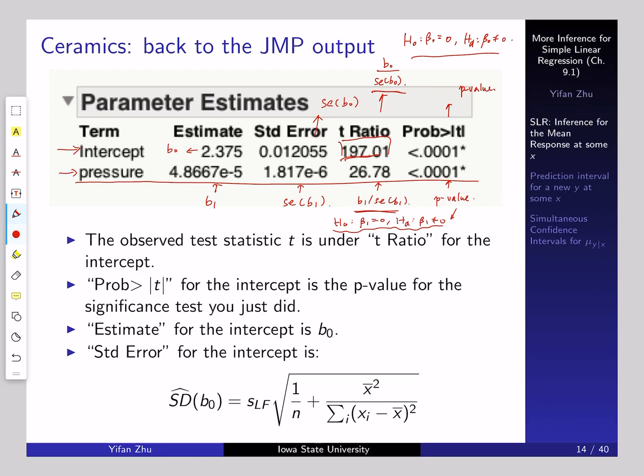So if you are doing this test, if you just want to test whether the intercept is 0 or not, you can just use this preliminary estimates table. The t ratio is the observed test statistic t, and this prob greater than absolute value of t is just the p-value for the test we just did. Estimate is b0, the estimated intercept, and the standard error is the sample standard deviation of b0, which is just the denominator in the test statistic.